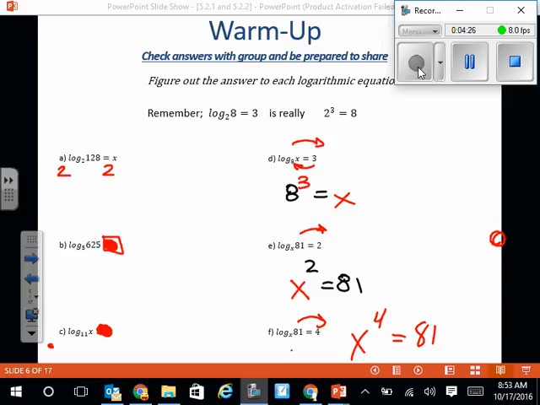This is not the final answer. In the end, they're going to say, well, so what is x? What is the power that when you raise 5 to it, you'll get a 625? Or they'll say, well, what is x? What is the power that when 2 is raised to that power will give you 128?